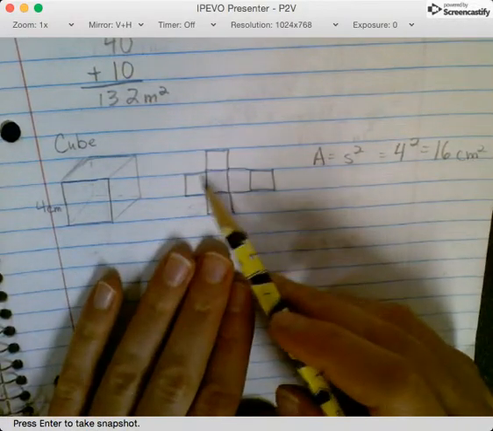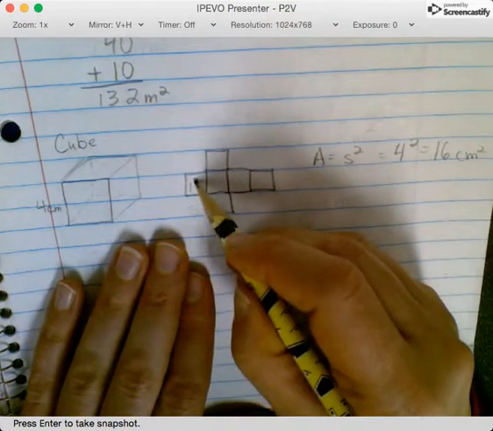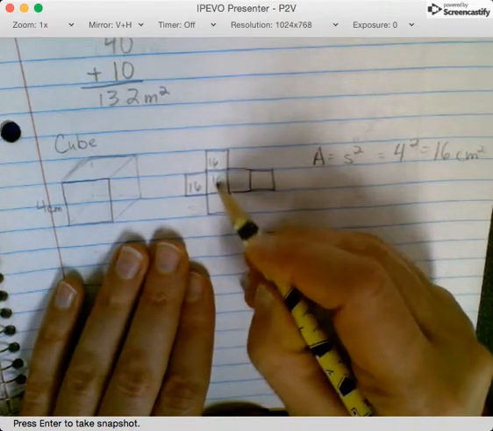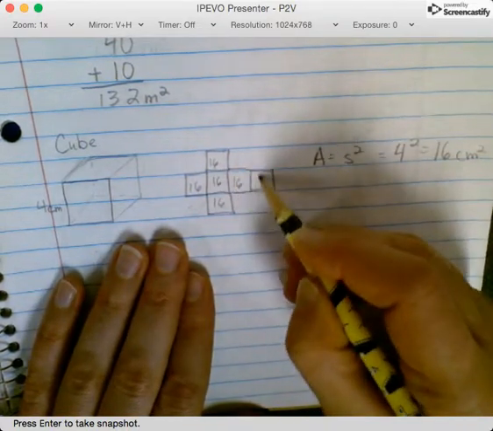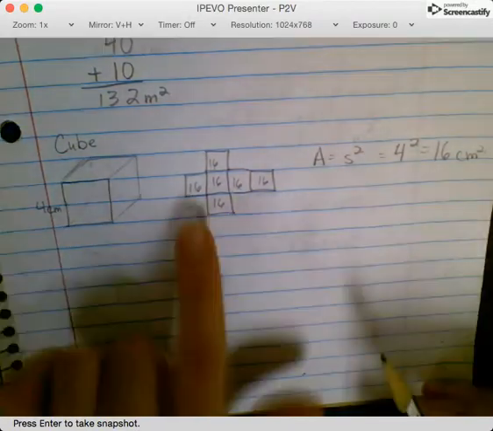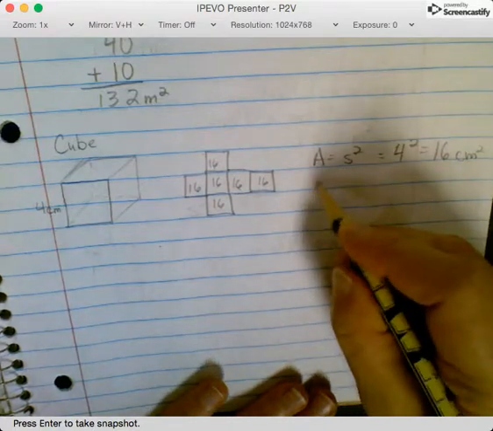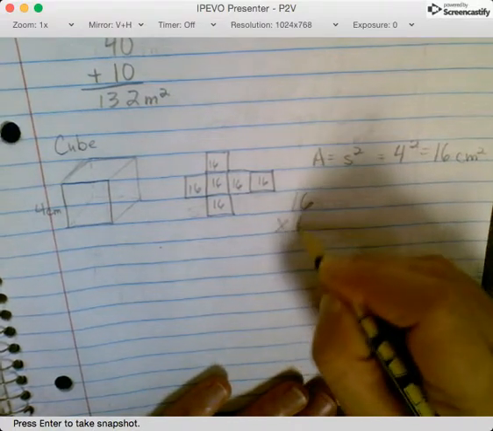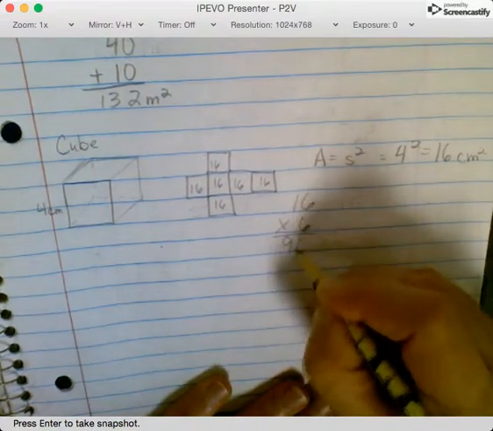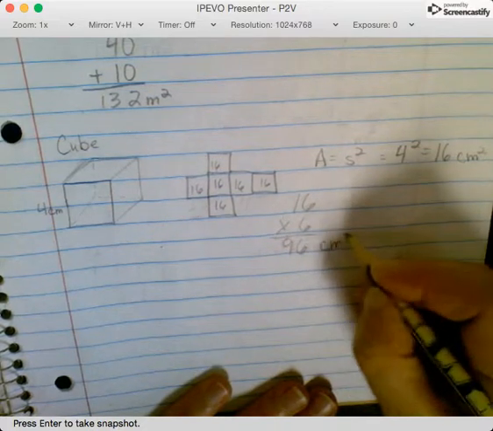And if I know that each of these is 16, the easiest way to do this, rather than adding 16 plus 16 plus 16 6 times, is to do 16 times 6, and that's 96 centimeters squared.